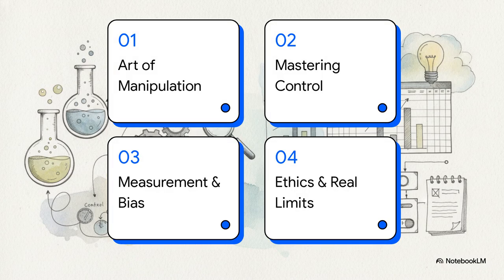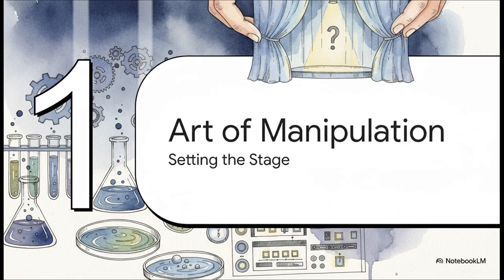All right, so here is our roadmap for today's explainer. We'll kick things off with Chapter 1, The Art of Manipulation. Then we'll learn how to quiet the background noise in Chapter 2, Mastering Variable Control. After that, we'll sharpen up our tools in Chapter 3, Reliable Measurement and Bias, before finally grounding everything in Chapter 4, Ethics and Real-World Limits. Let's dive right in. Chapter 1. The Art of Manipulation. It's time to set the stage.